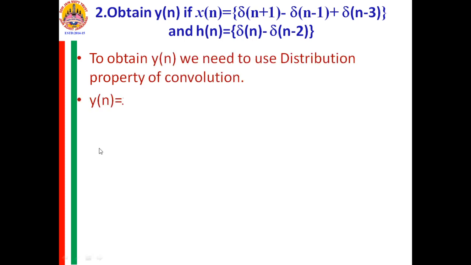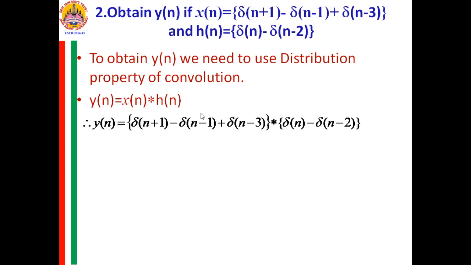So any signal x of n, when you convolve it with the impulse delta of n, you know that the result is x of n itself. So y of n is x of n convolved with hn, where xn is delta of n plus 1 minus delta of n minus 1 plus delta of n minus 3. I will convolve it with delta of n minus delta of n minus 2. Now using the distribution property, first this x of n I convolve with delta of n, and then this x of n will convolve with delta of n minus 2. So that is minus xn convolved with delta of n minus 2.